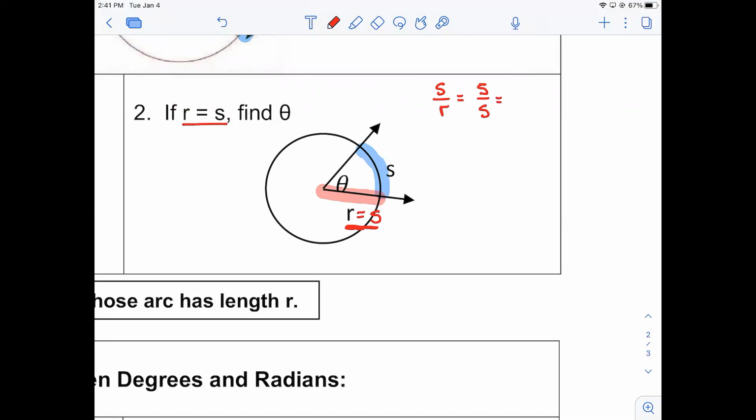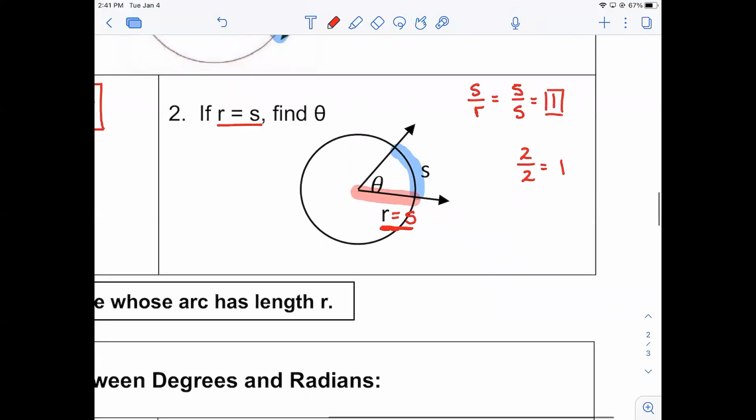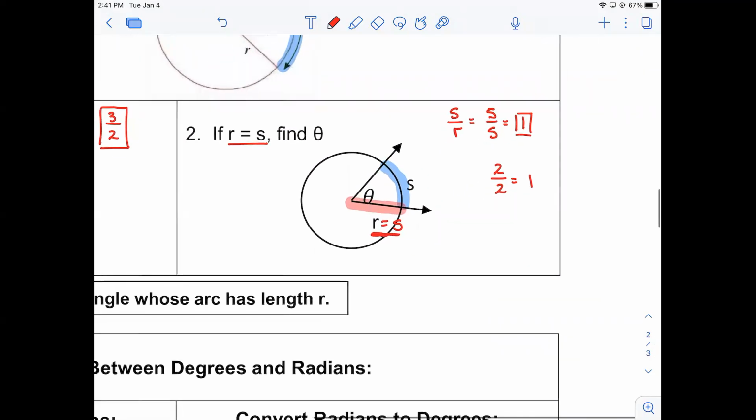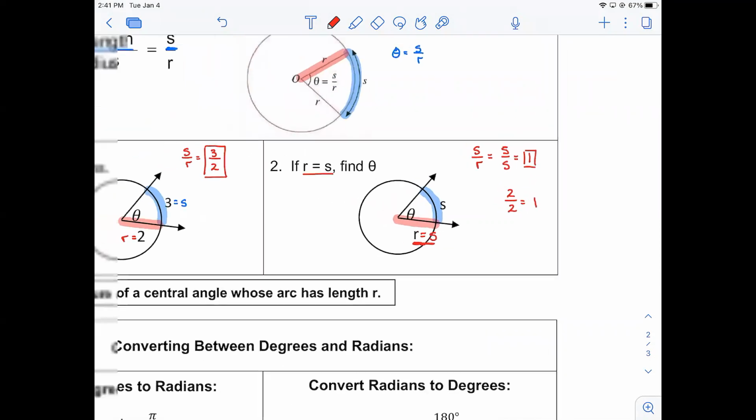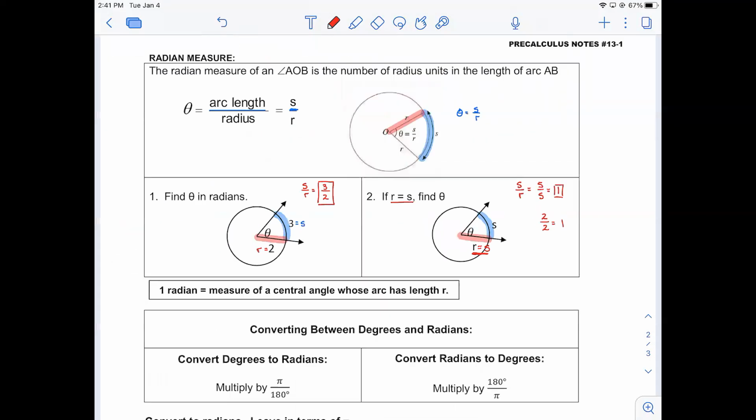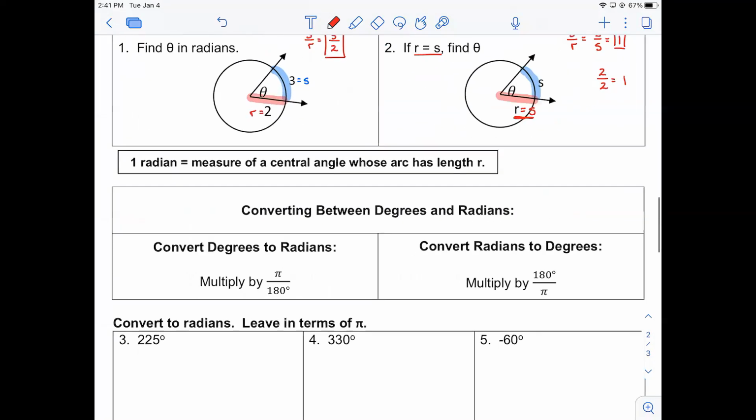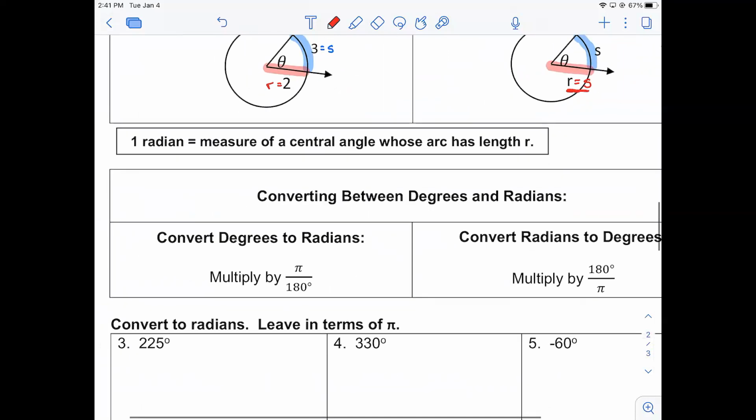Well, we know S over S is just equal to 1, right? Because if we had a 2 over 2, that reduces to 1. So the same thing happens with letters. So what this is telling me is that when my radius is the same length as the arc length that I'm talking about, then my radian measure is going to be equal to 1. So it says 1 radian is equal to the measure of a central angle whose arc has a length of R.